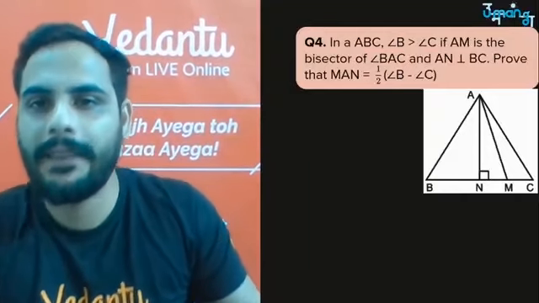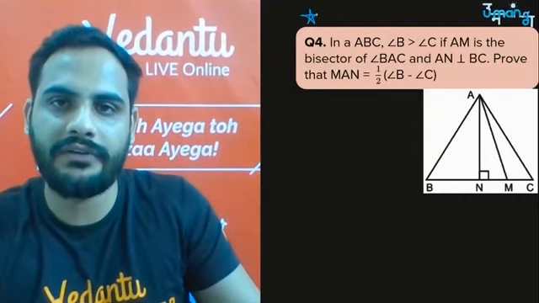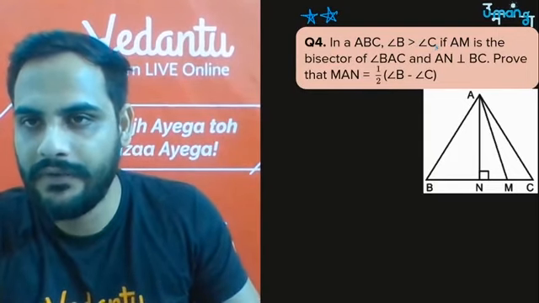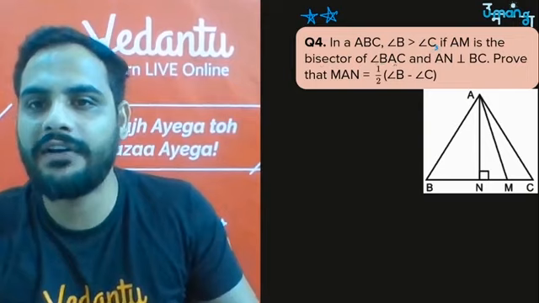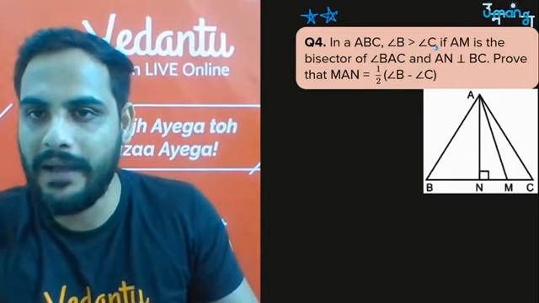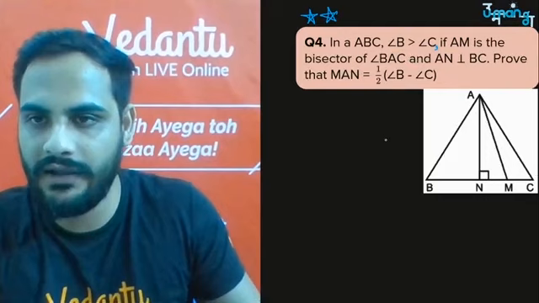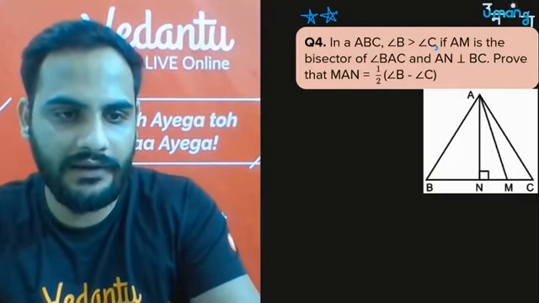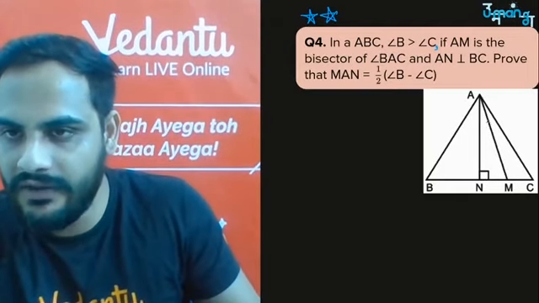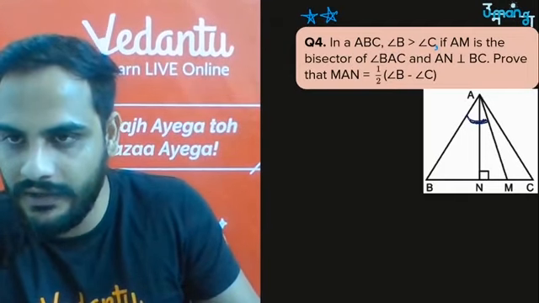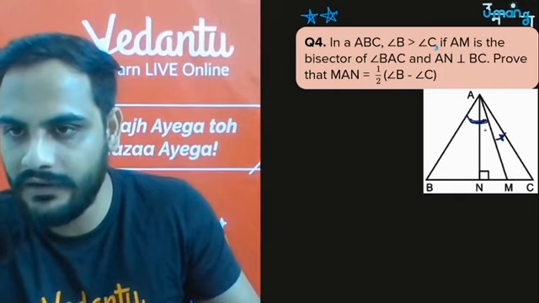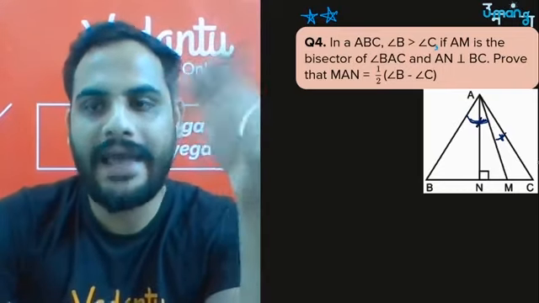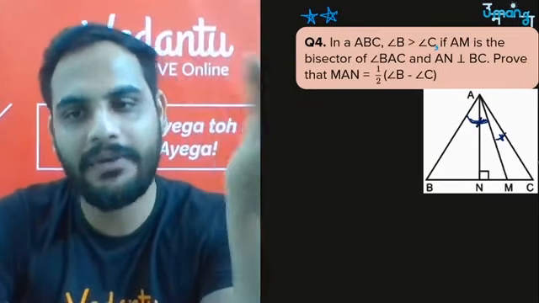Okay, next part. In a triangle ABC, now look, this is a very good question. In a triangle ABC, angle B is greater than angle C. Okay? If AM is the bisector of angle BAC, then bisector of angle BAC means this AM is dividing this angle A in two equal parts. Keep this in mind. Okay, full angle A in two equal parts. Okay, although the diagram is very rough, it doesn't look like that, but it is like that.